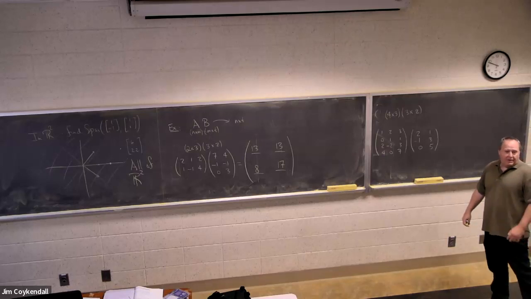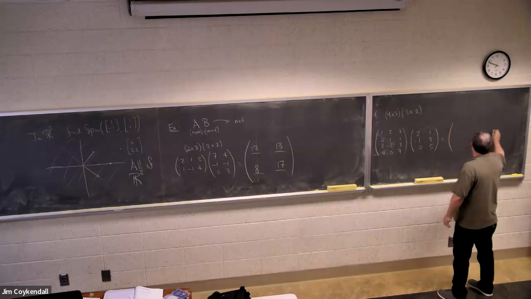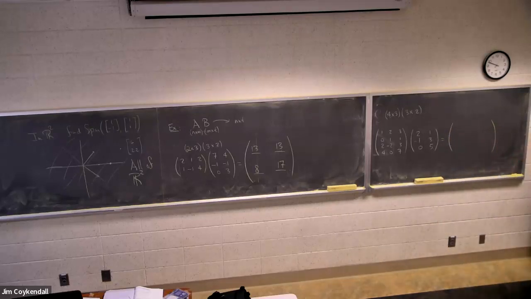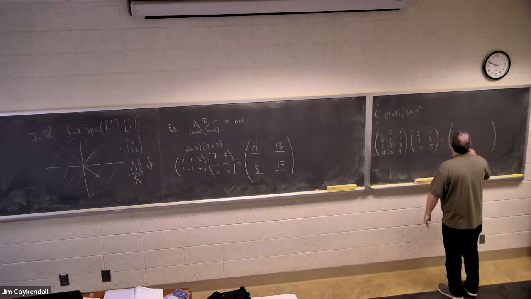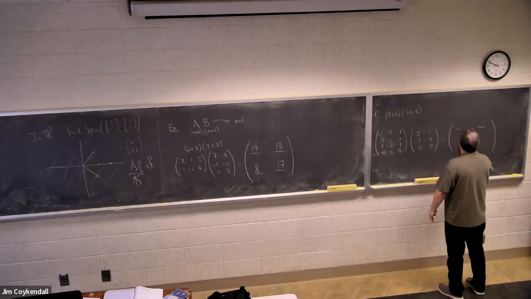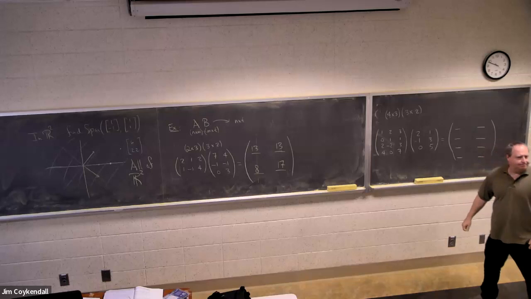What should my output be? What size of the matrix should I have? 4 by 2. That's right. It should be 4 by 2. So there should be 4 rows and 2 columns. Yeah. Let's try to fill that in.